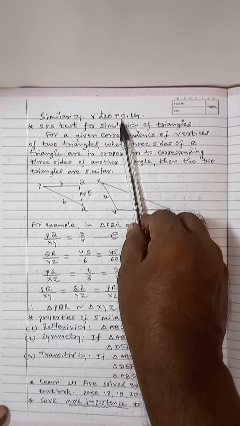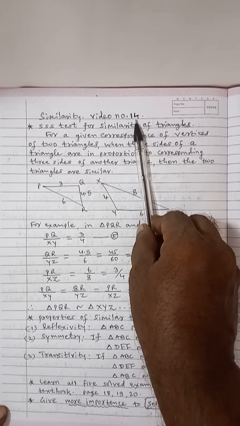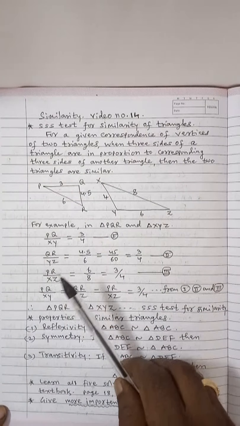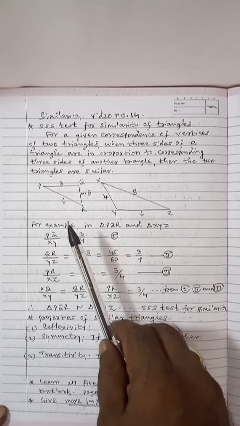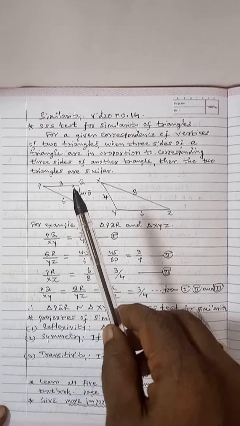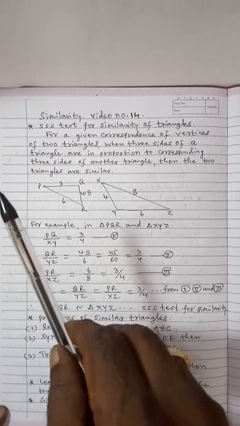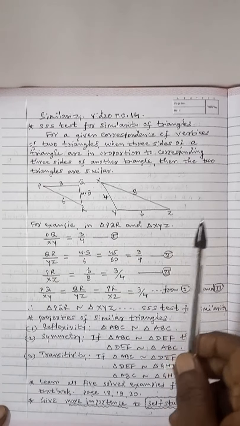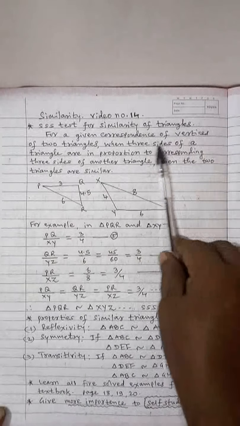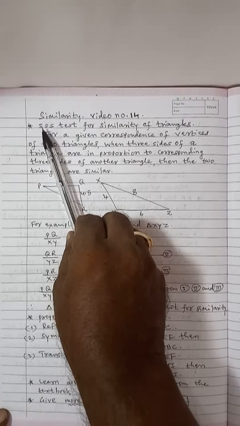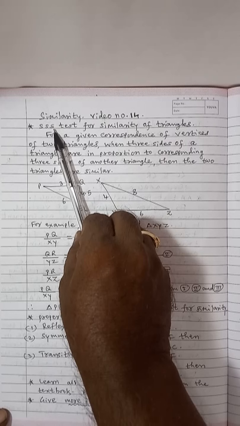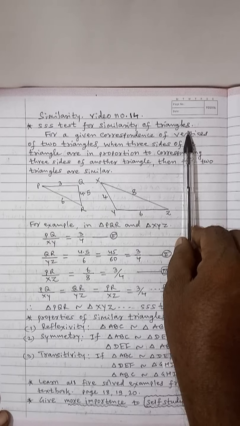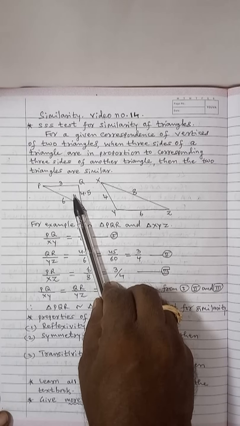Similarity video number 14. In the previous video, we have learned the tests of similarity. First one, angle test. Second one, angle test. Third one, side test. And now the fourth test is the side test for similarity of triangles. Now here, first we will see the figure.